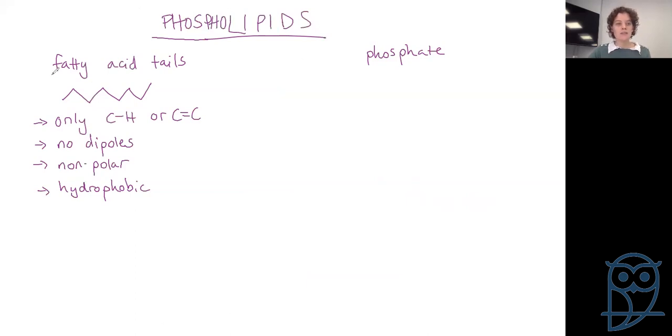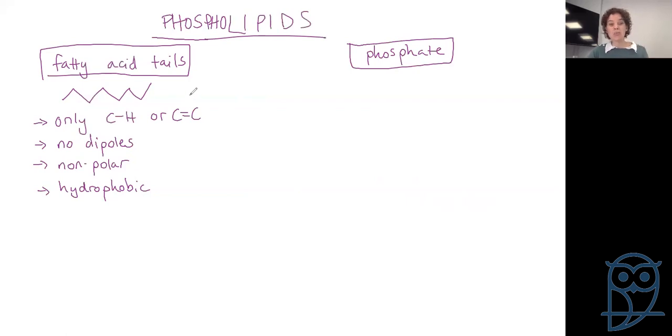Phospholipids: fatty acid tails and a phosphate group. When we're talking about triglycerides, we're stopping at this nonpolar part. When we come into this phosphate group, this one is an ion. This has a full ion charge. So we're just going to draw it a little bit.